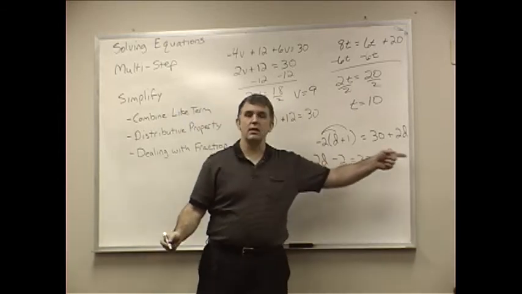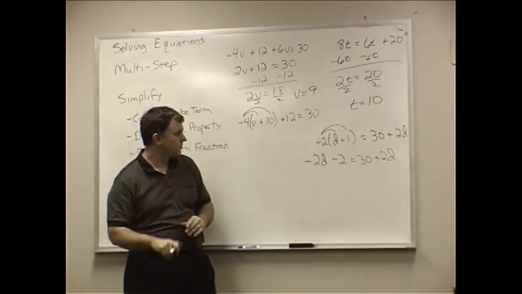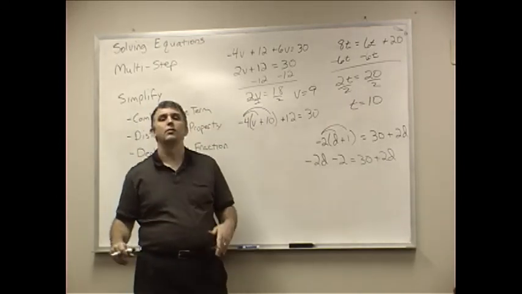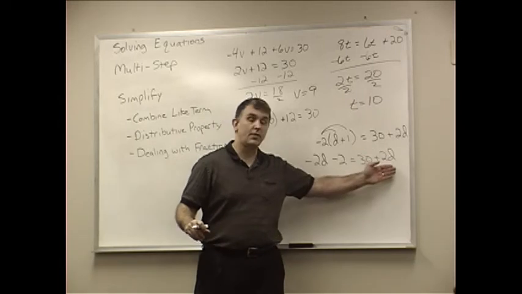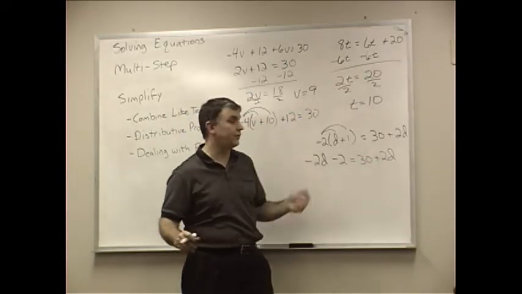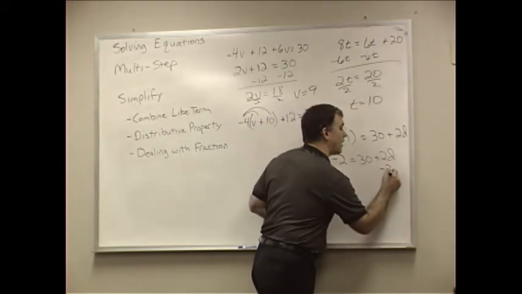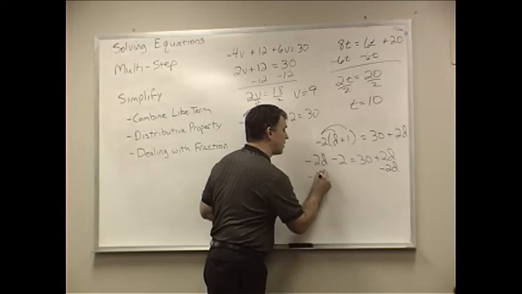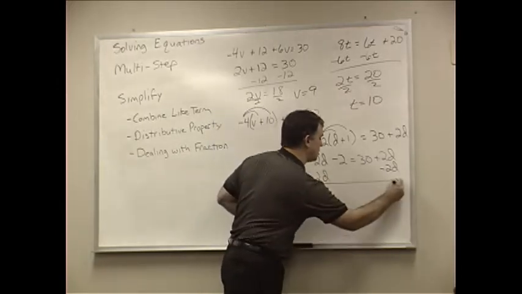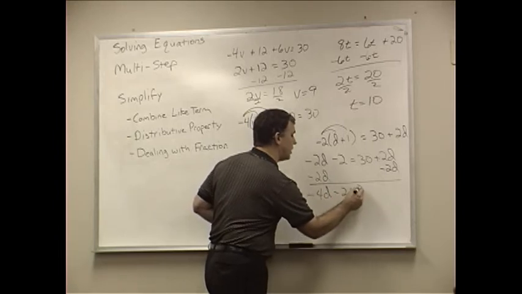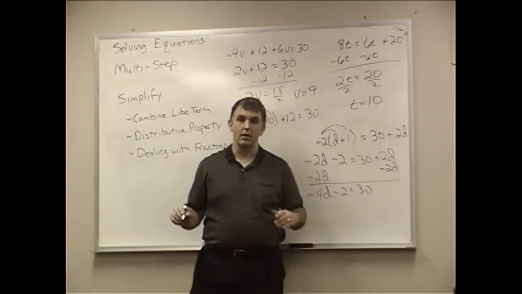Now I've got d's on both sides of the equation. Most students like to see the variable on the left. So I'm going to go ahead and eliminate this 2d over here, just like I eliminated the 6t. And I'm going to go minus 2d. If I do it to one side, I have to do it to the other. Minus 2d. That gives me negative 4d minus 2 equals 30.